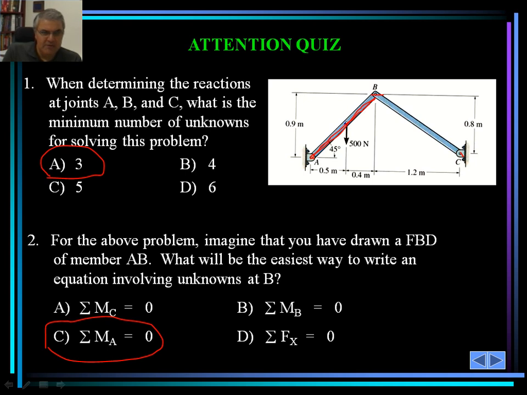So the correct answer is really C. The reason is, if you draw the free body diagram for this particular member, you will see that there's one unknown, F sub BC, at this point, this is supposed to be really B. And there are 2 more unknowns at point A: A sub X and A sub Y. So in order to solve the equation for the least number of unknowns, we would simply take the moment about point A and set that to 0.